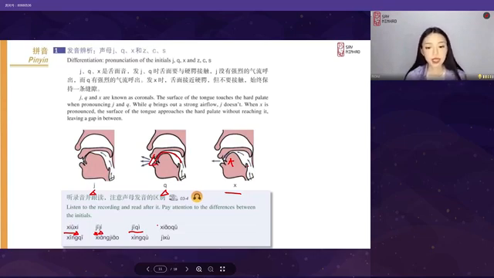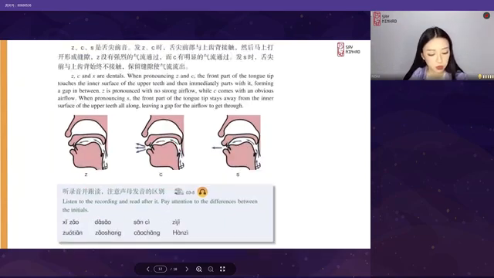Next one is 星期, it means week. Next one, 香蕉, two first tone words. 香蕉, it means banana. Next one, 兴趣, it means interest. Last one is 继续, 继续 means continue. Okay, now let's move on to next one.